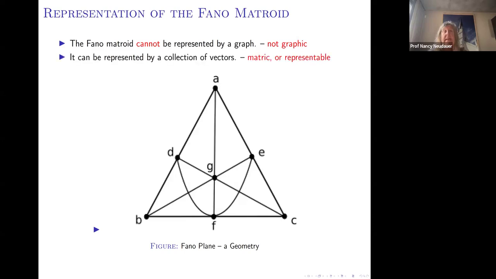It can be represented by a collection of vectors. So it is what we used to call matrix, or we now call representable. And by that we mean representable over some field. And so we could spend some time and say, okay, what are these vectors? Can I find the collection of vectors that exactly has A, D, B being linearly dependent, but for instance, A, D, E being independent? That's what we're looking for, the same dependent structure.